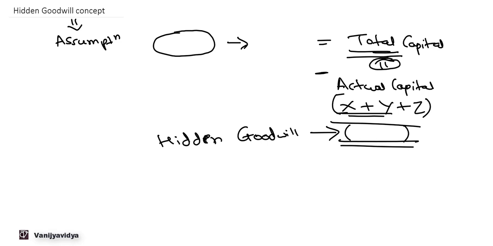Sometimes when the goodwill is not given, we can find out this hidden goodwill and accordingly calculate the share of the goodwill of a new partner or a partner who is admitted to the firm. So this hidden goodwill concept applies in the case of the partnership firm. Now let us see one example of this hidden goodwill.